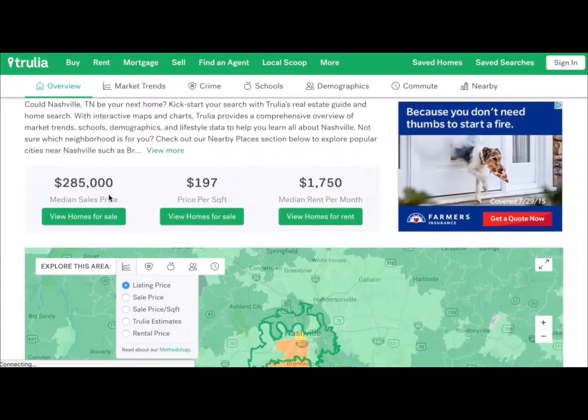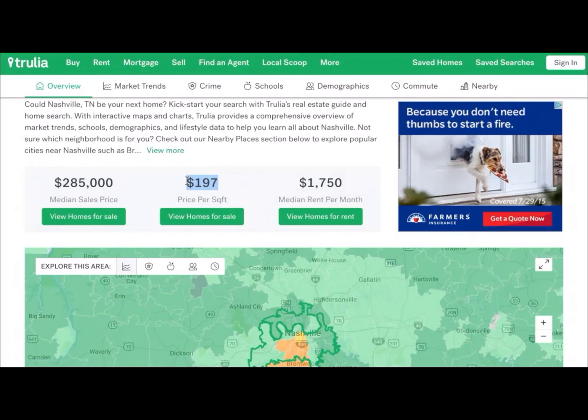The median sales price for all of Nashville is $285. The average price per square foot is $197. Now, price per square foot is something we're going to spend some time on, and it's really, really important. We're going to use that figure, or that tool, or calculation, quite a bit throughout our business model. So it's important you understand what that means.